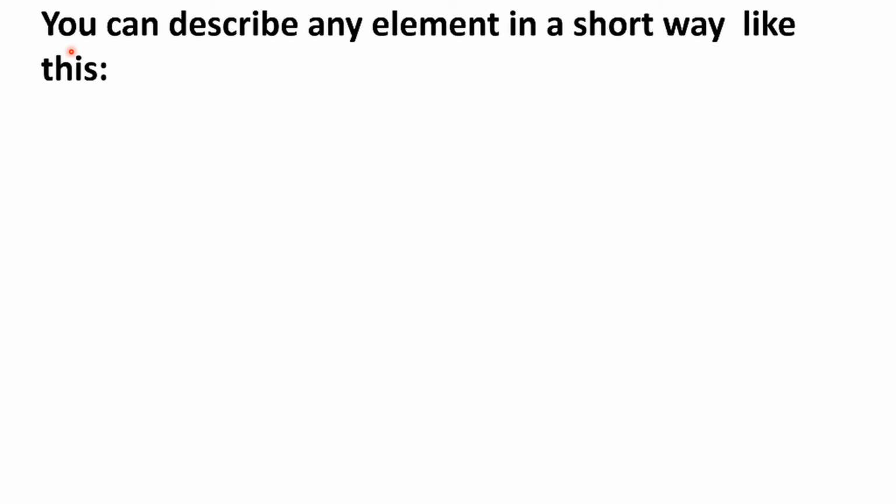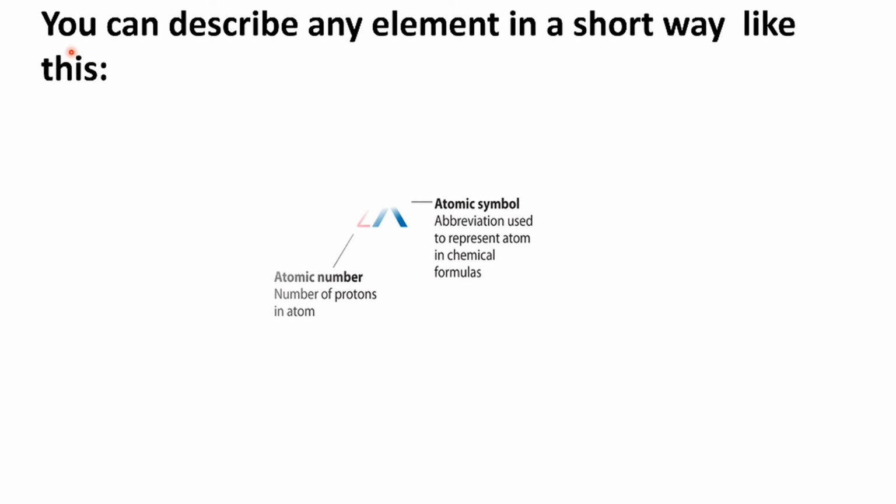You can describe any element in a short way like this. Here, the atomic symbol is the abbreviation used to represent an atom in a chemical formula. And here the mass number is the number of protons and neutrons in the atom. And here the atomic number is the number of protons in the atom. We write the mass number at the upper part, and we write the atomic number here.